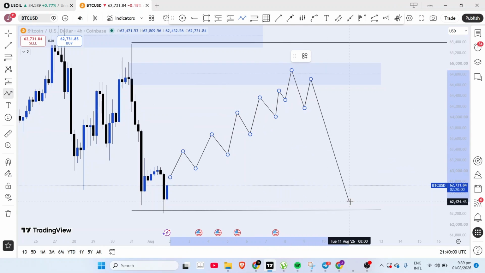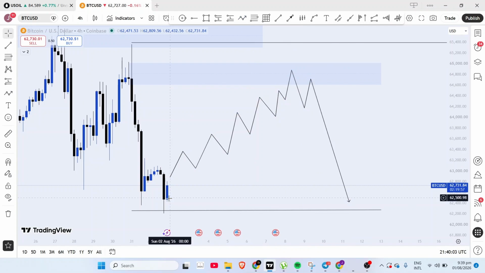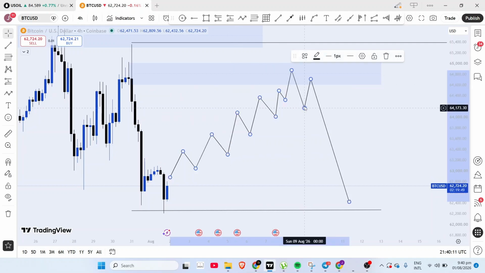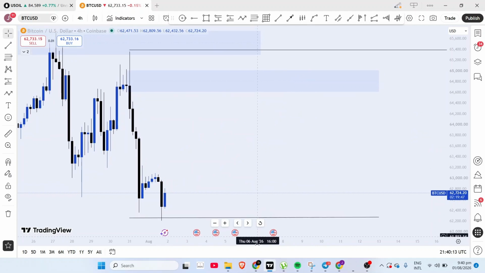Obviously, price is not straightforward. You cannot expect price to move up nicely like this. This is just an illustration. So if we can get a move into this zone, then we have a confirmation. We take the trade on BTC.